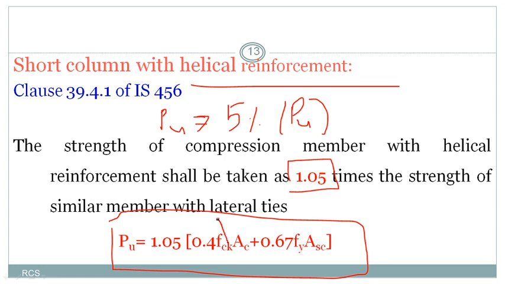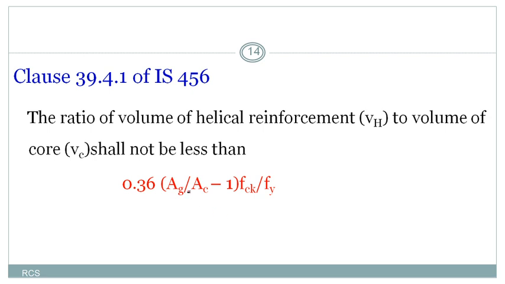You know, FCK is the characteristic compressive strength of concrete, ASC is the area of concrete alone, Fy is the yield strength of steel, and ASC is the area of longitudinal reinforcement provided in the column. Right? This is how we calculate. And there is one more important codal provision, recorded in clause number 39.4.1 of IS 456.